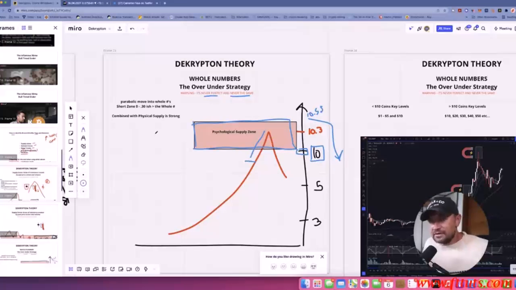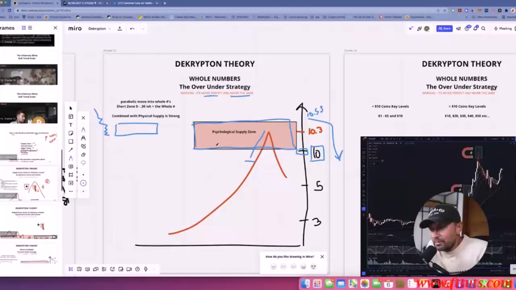If we have physical supply zones that we can draw over from previous price action that was happening over here, that's definitely going to help, and we can combine those things together. But this is an area that we want to be watching for, combining our strategies of understanding supply and demand zones in addition to understanding the strategy of whole numbers.